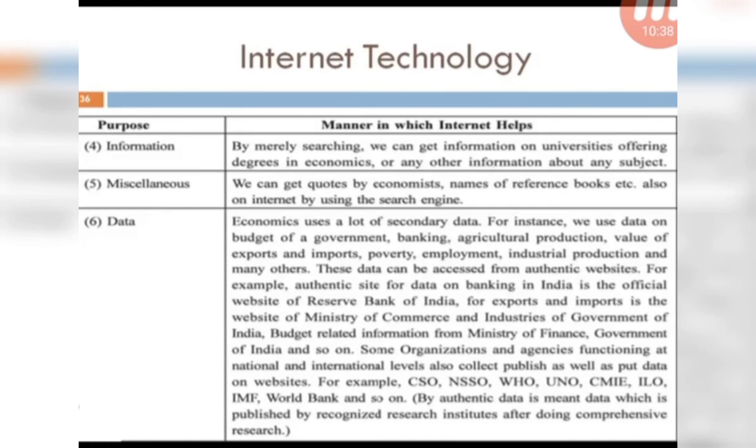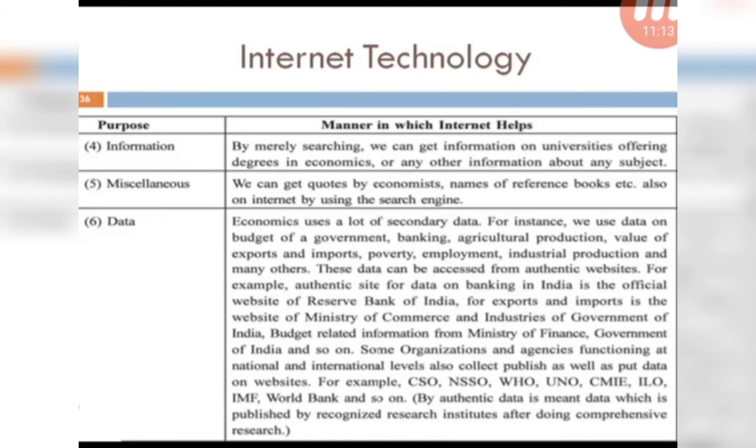So you can see the fourth one, that is information. By merely searching we can get information on universities offering degrees in economics or any other information about any subject. So if you want to find out about universities, colleges or schools, you can find various information related to any subject if you have any doubts. All this information and data you can get from the internet. So what the current rate is, what the current GDP rate is, the price of particular products, we can get this information from the internet.